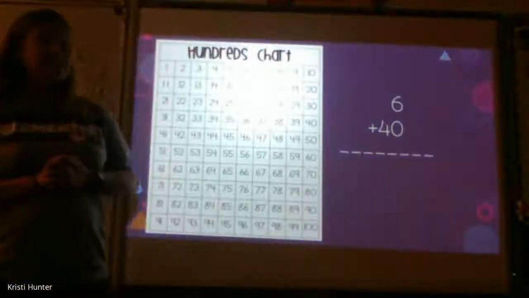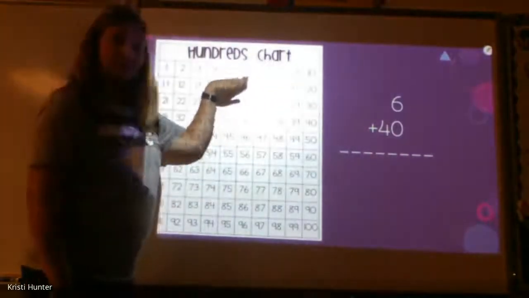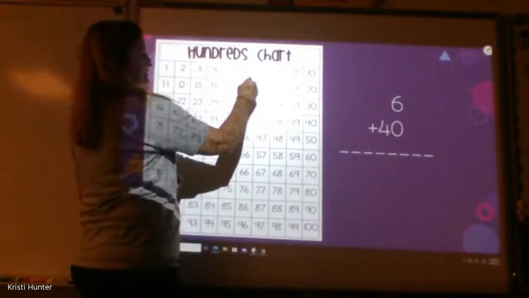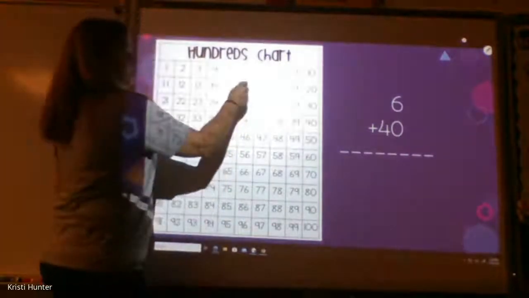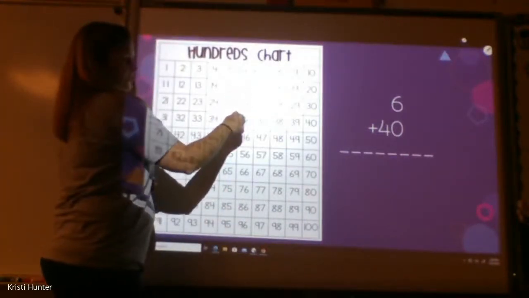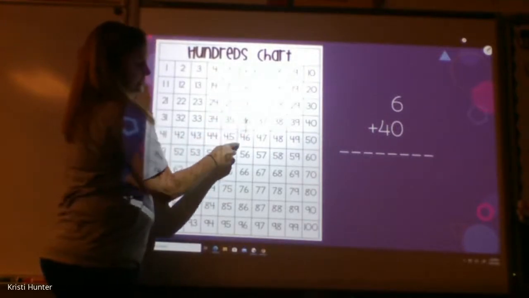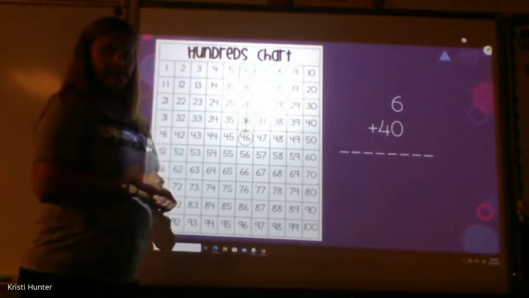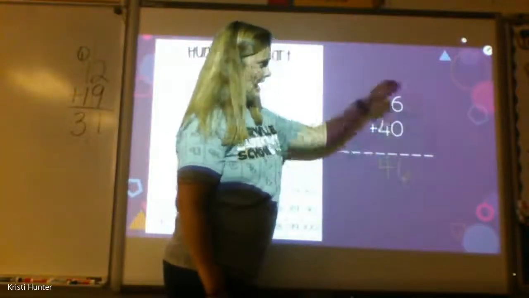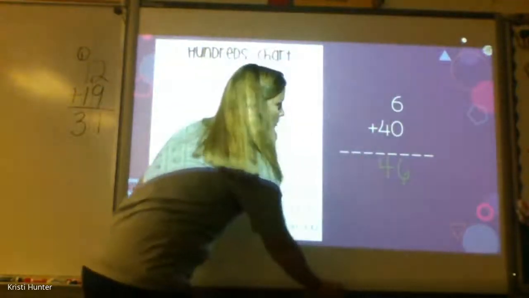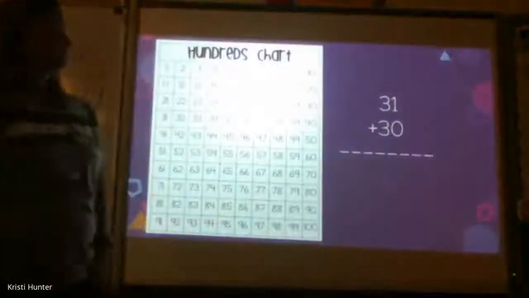We have 6 plus 40. So 6 is a 1-digit number, but it's still on my hundreds chart. So I find my 6. Now I go 40, which means I need 4 rows down. So there's 1, 2, 3, 4, 10, 20, 30, 40. I landed on the number 46. So again, I could add up my ones, add up my tens, and I'm going to arrive at the same answer. And let's look at another problem here.